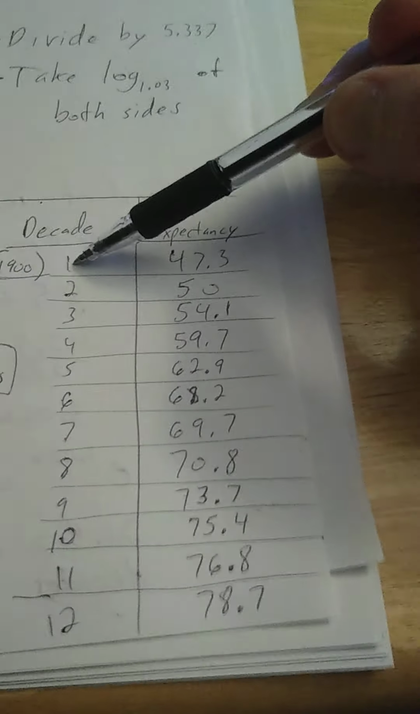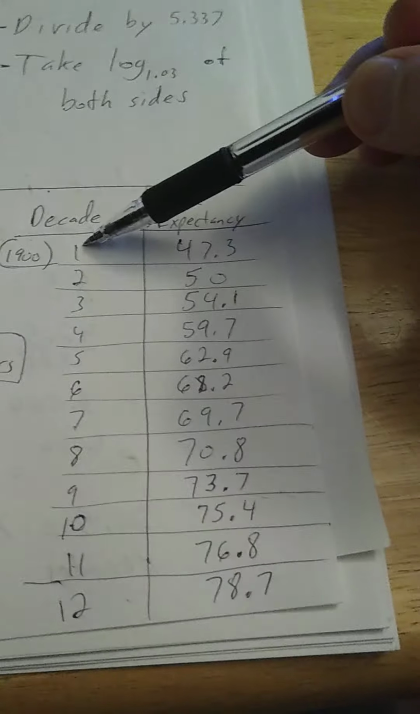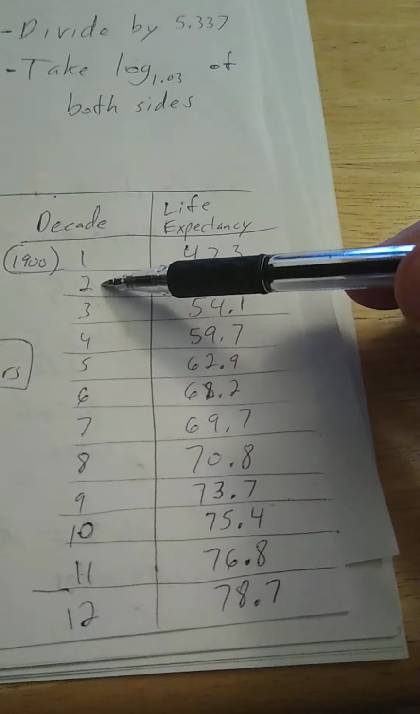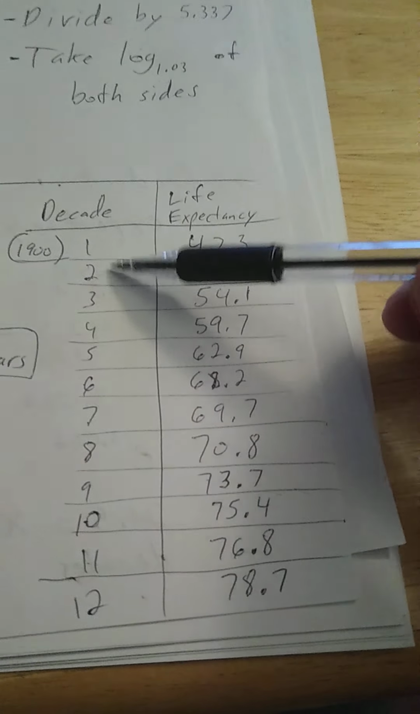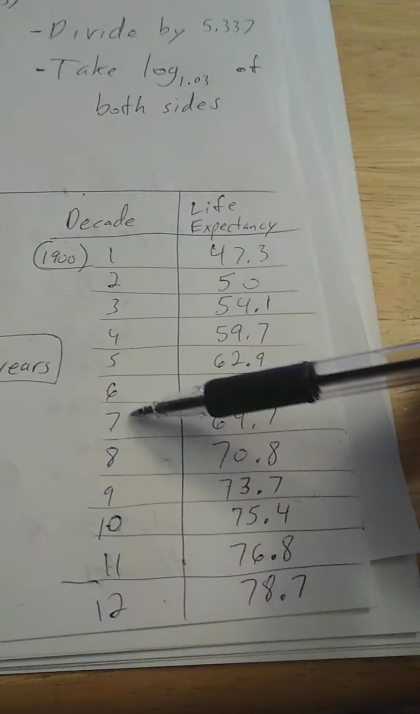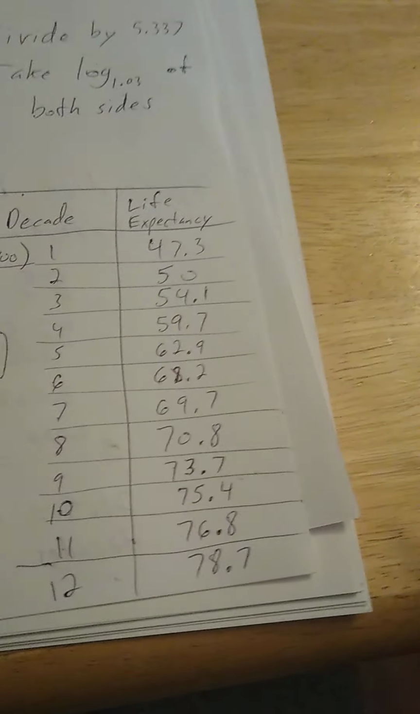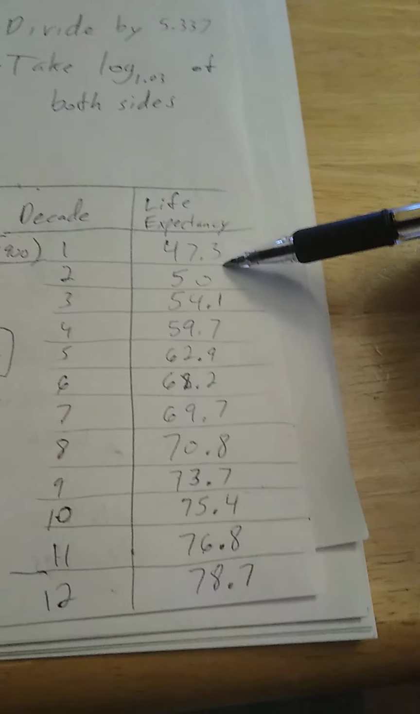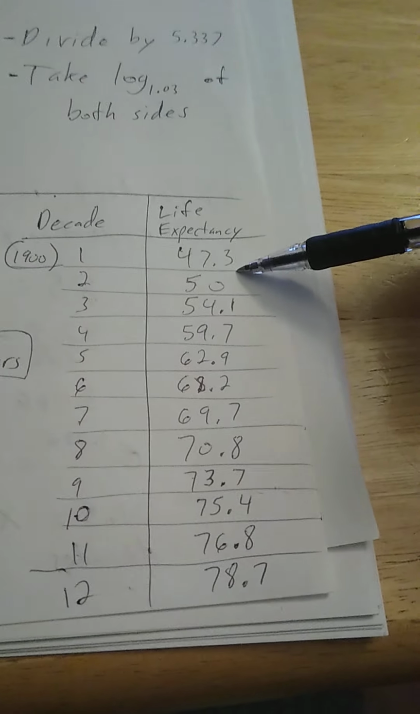We're going to look at the number of decades since 1900. So we're calling the 1900s, 1900 to 1909, decade 1. And then we're going to call the 1910s decade 2, 3, 4, 5, 6, 7, 8, 9, 10, up through decade 12. And we're looking at the life expectancy in the United States over each of those decades.